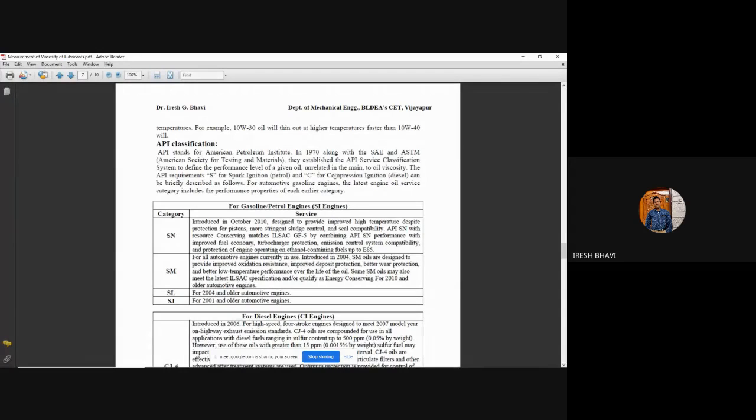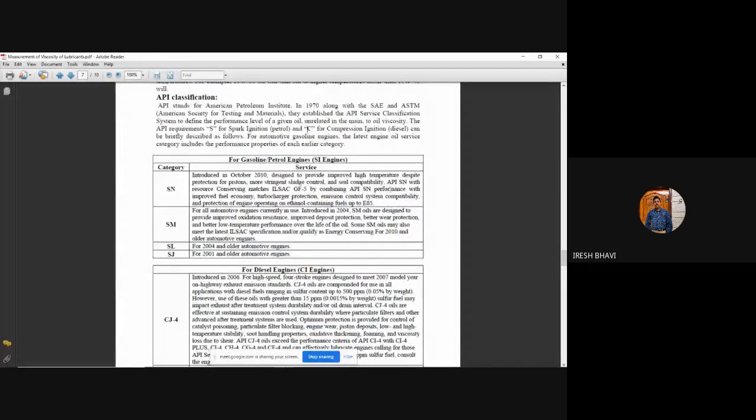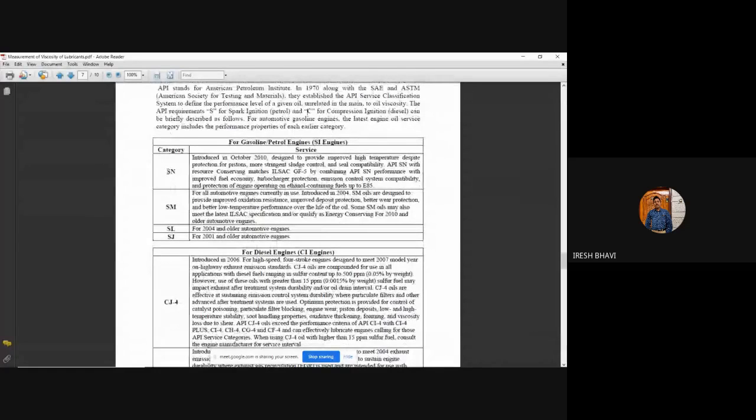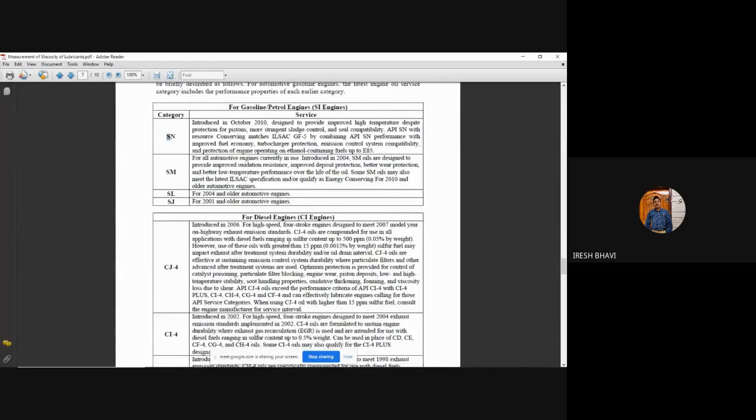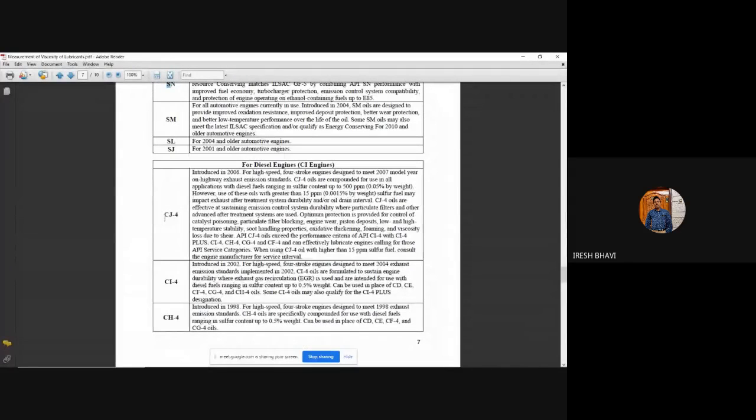Whereas the oil used for CI engine, that is compression ignition engine or diesel engine, is denoted by letter C. So hence you can see that the grading is like this. For petrols, the first letter is S, which means it is for SI engine, that is petrol engine, spark ignition engine. For diesel engine, the first letter is C, which means it is for CI engine or compression ignition engine, that is diesel engine.